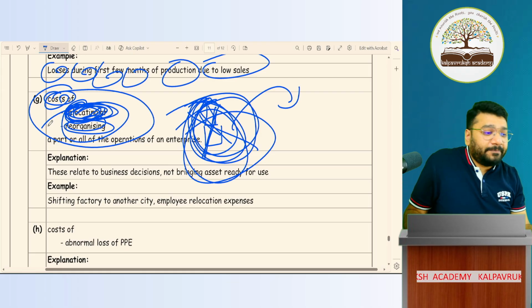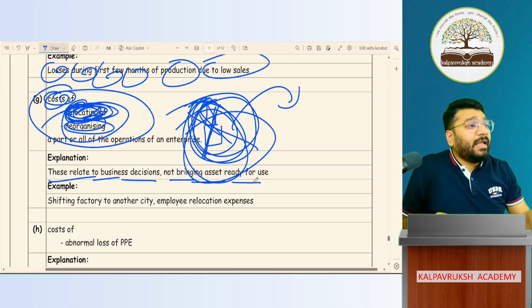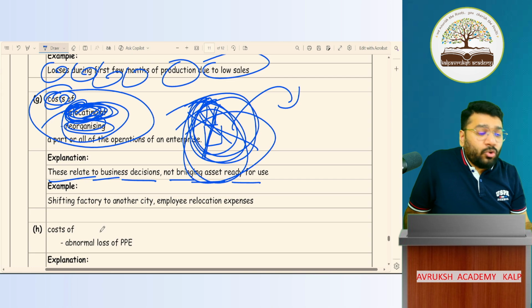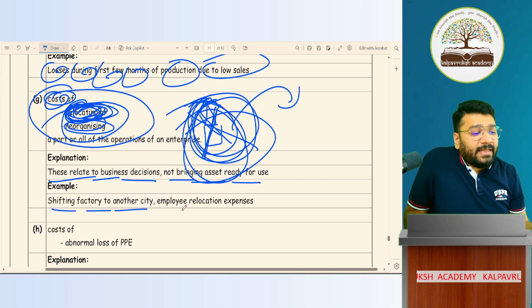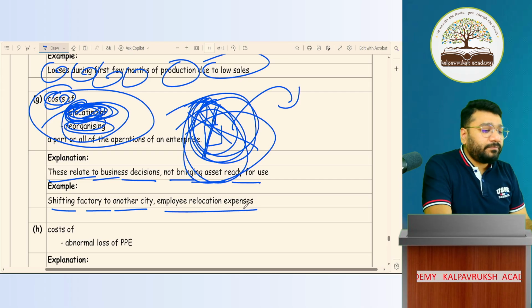Got it, not got it. These relate to business decisions and are not bringing the asset to a ready-to-use condition. Got it? Hence, these costs will not be capitalized to cost of PPE. Shifting the factory to another city, employee relocation expenses, none of this will be a part of cost of PPE.